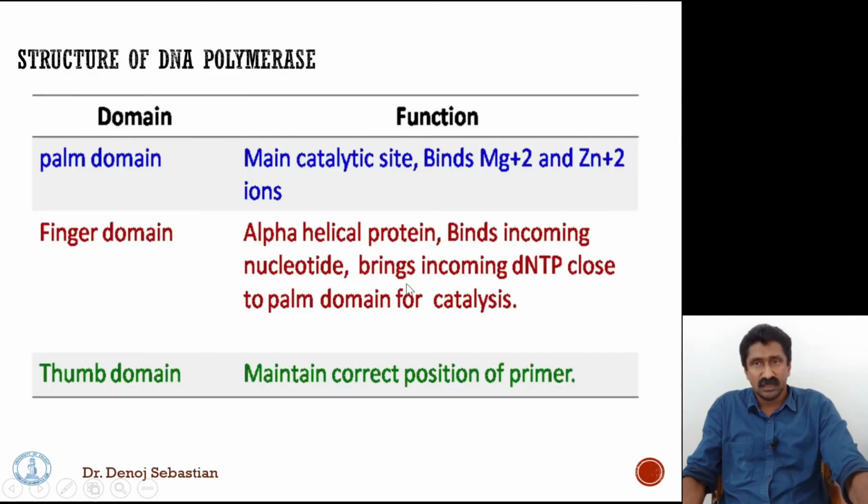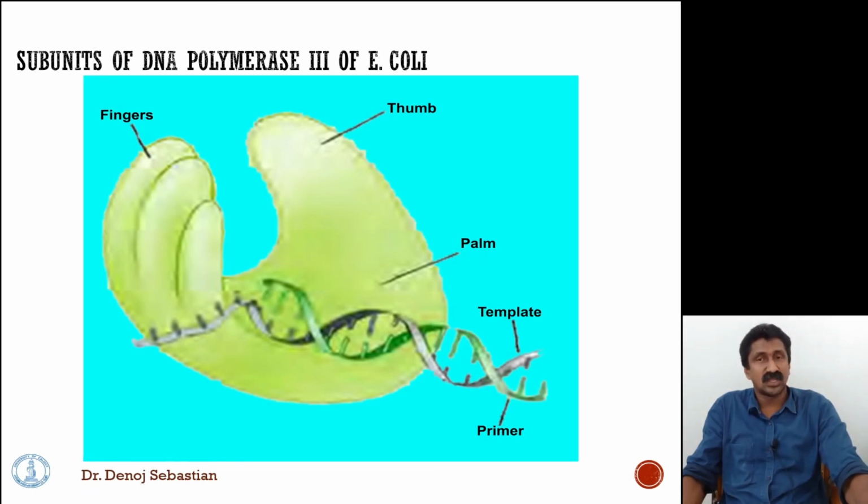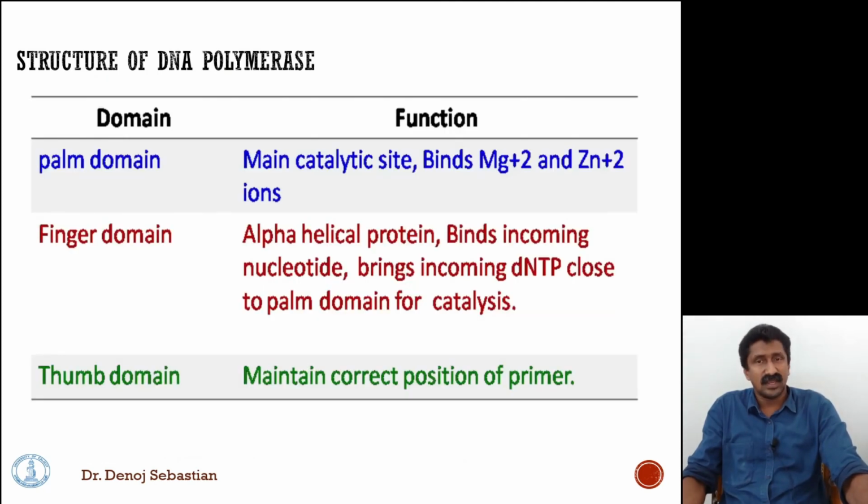Now let's see the palm domain. This domain of the DNA polymerase is the main catalytic site which binds magnesium ions and zinc ions, which is required for the binding and processing of the DNA molecules here. Then the finger domain is the alpha helical protein, and it binds the incoming nucleotide, then brings the incoming dNTP close to the palm domain for catalysis.